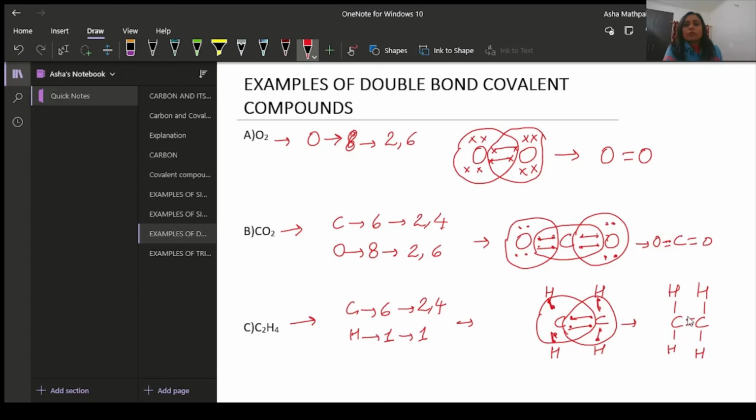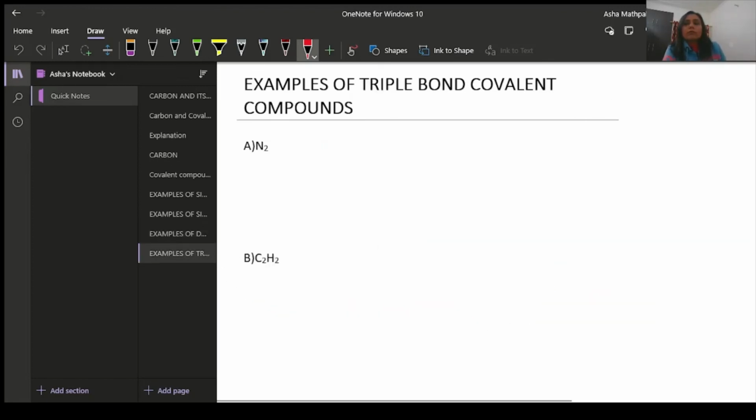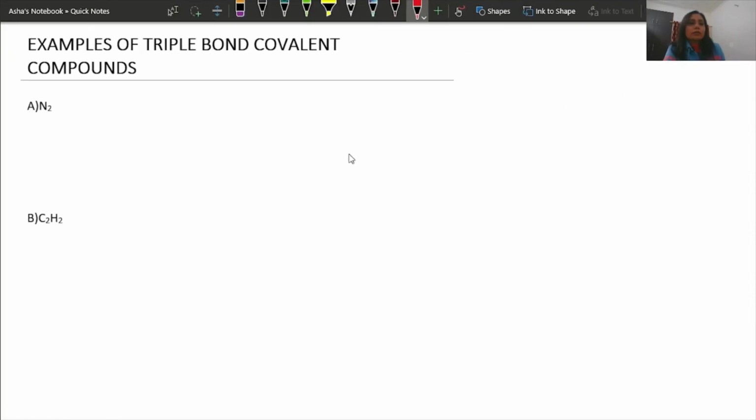Now let us go to the next one, the triple bond compounds. In the triple bond compounds, 3 pairs of electrons will be shared among the atoms. This is nitrogen, its atomic number is 7, and its electronic configuration will be 2, 5. So each nitrogen atom wants 3. This is one nitrogen atom, this is another nitrogen atom.